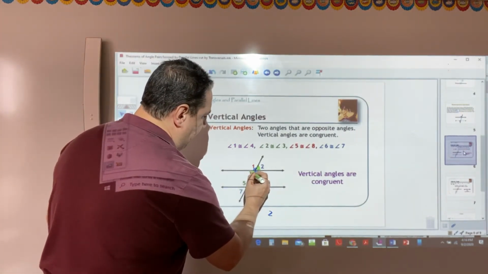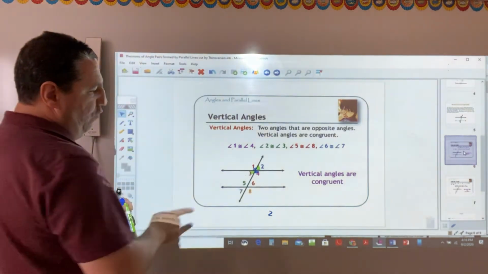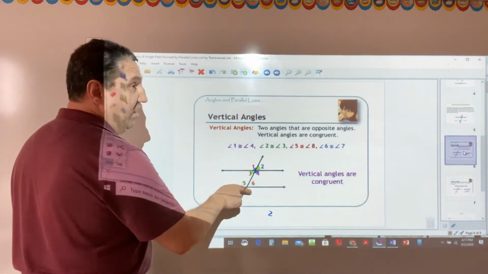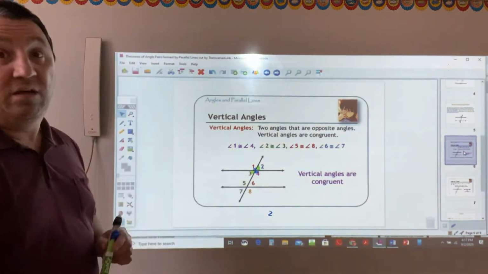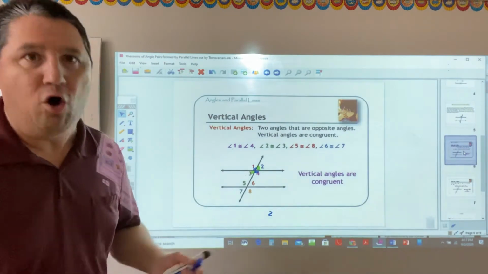What other angles could be congruent? For example, 5 and 8 are vertical, they are congruent. Or 6 and 7 are vertical, they are congruent, always.